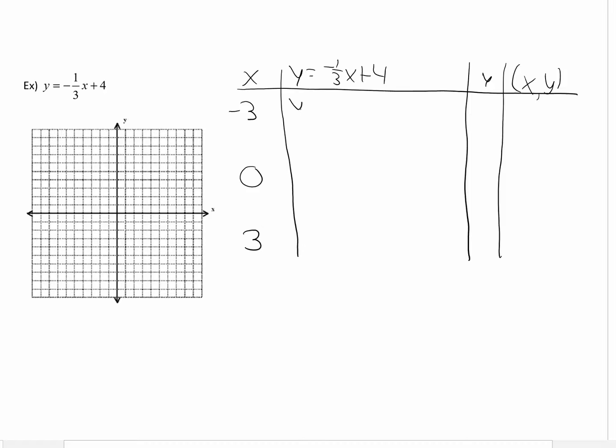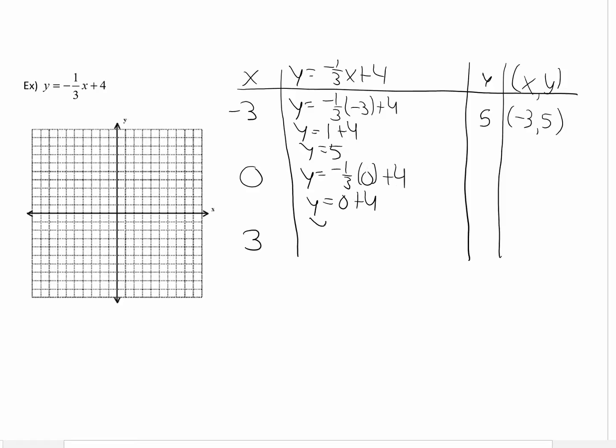Okay, let's plug in. Negative 1/3 times negative 3 is positive 1, and 1 plus 4 is 5. Plugging in 0, now let's plug in positive 3. Negative 1/3 times 3 is negative 1. And negative 1 plus 4 is 3.